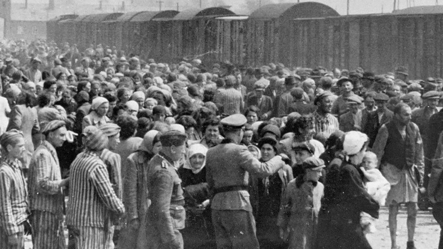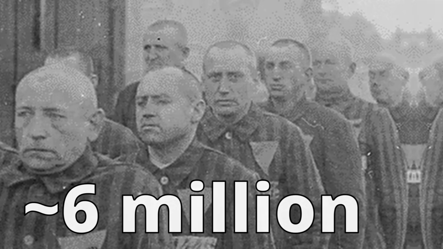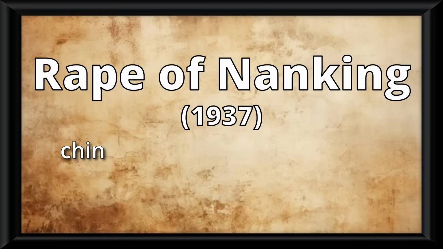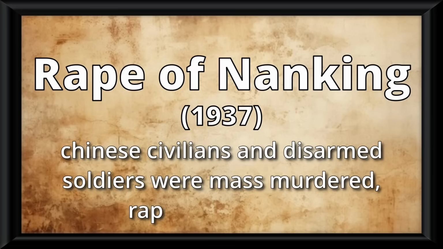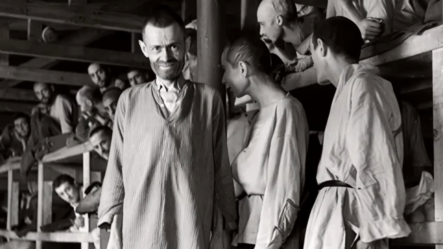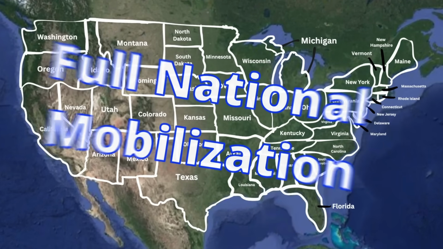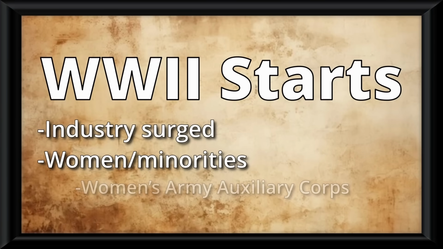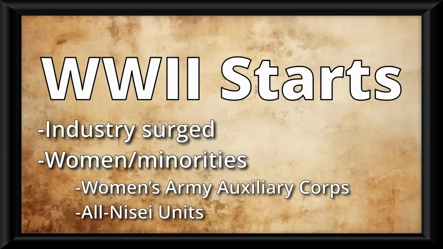In Germany, minorities with a special emphasis on Jewish citizens will be forced into horrible concentration and death camps, where it is said that over 6 million Jewish people will die. Over in Japan, their invasion of China will showcase horrific tragedies, such as the Rape of Nanking, where Chinese civilians and disarmed soldiers were mass murdered, raped, and looted. Fascism posed such a threat that this war was about more than just victory or defeat like in World War I. The Allies had to win, or the world would be fundamentally changed. America quickly recognized this, leading to full national mobilization. Industry surged, and women and minorities joined the war effort through groups like the Women's Army Auxiliary Corps and Nisei units of Japanese American soldiers.